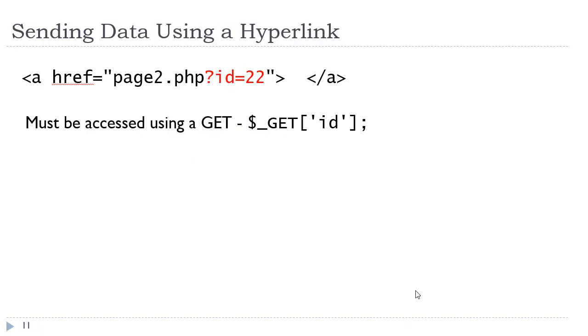I would like to also point out that you can send data to the server using a hyperlink. The only two ways that we can send data to the server in PHP is with a hyperlink or with a form. All you would need to do is to append a name value pair, and you can append more than one, to the end of a URL. This is commonly referred to as a query string. However, it must be accessed using a GET, since it will be shown in the URL of the browser.